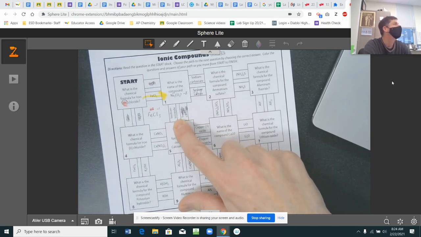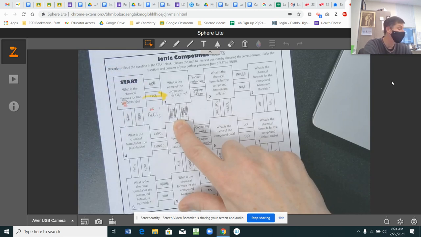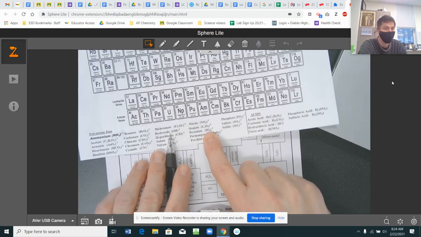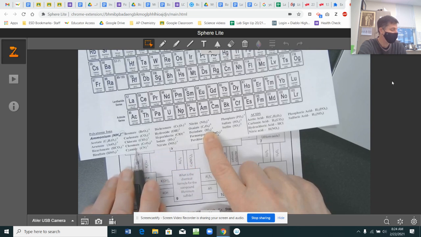Trioxide. That's indicating how many elements? Just 2, right? The one exception, actually, there's 2 exceptions that you have to memorize. The 2 exceptions are hydroxide and cyanide.